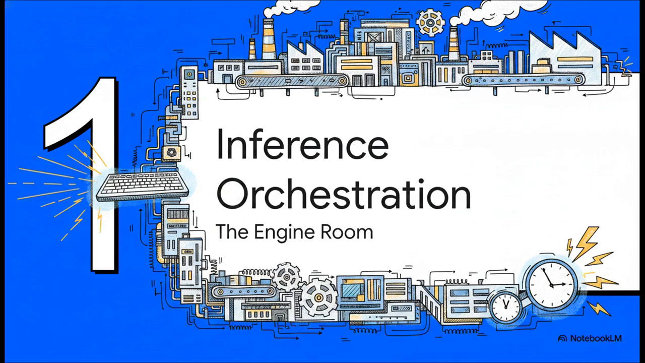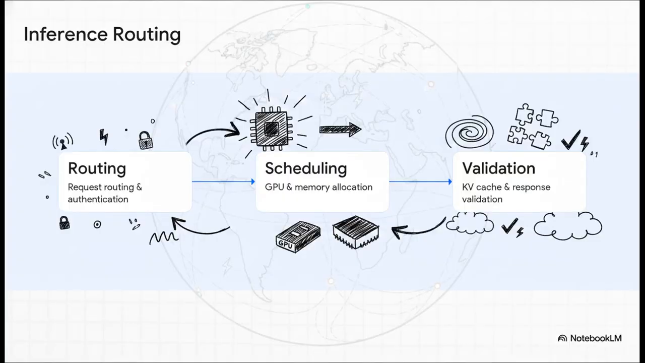Part 1. Inference and Orchestration Engines, the engine room. Welcome to the invisible factory floor. This is what activates in the literal millisecond after you hit enter. And the sheer speed happening here is, well, truly breathtaking. The second you click send, the system immediately executes request routing and authentication. Then, instantly, it fires off to GPU scheduling and memory allocation, literally figuring out exactly which physical processors around the globe have the capacity for your prompt right then.